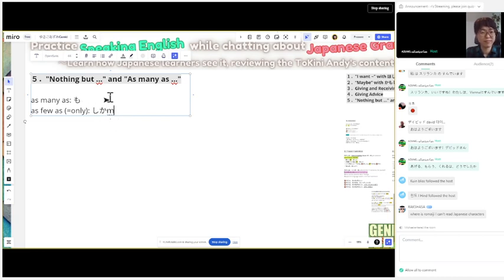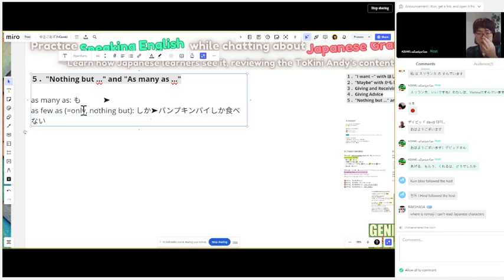Just a quick example of using shika is 俺は pumpkin pie しか食べません. That sentence means I eat nothing but pumpkin pie. I eat only pumpkin pie. Nothing but is probably the best English translation of that. So shika plus a negative verb just means nothing but, which I feel is an even better way to say it. But with numbers, as few as or only seems to make more sense. And that's all we're going over tonight.